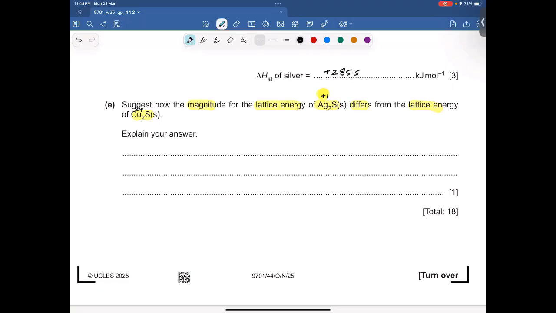My bad, hold on. My mistake, my bad. In this compound, silver has a plus 1 charge also. So both of them have plus 1 charge. So charges are the same. This means if charges are the same, we need to explain it on the basis of ionic radius.